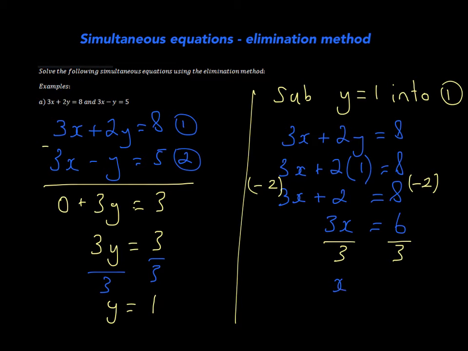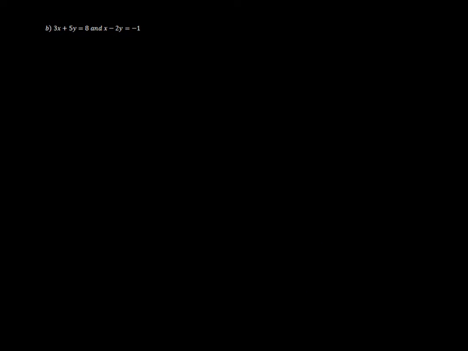And x equals 2. So our solution for our point of intersection, because remember that's what we've found, our x value is 2, our y value is 1. And we can substitute those in to check that they are correct. Moving on to example 2.